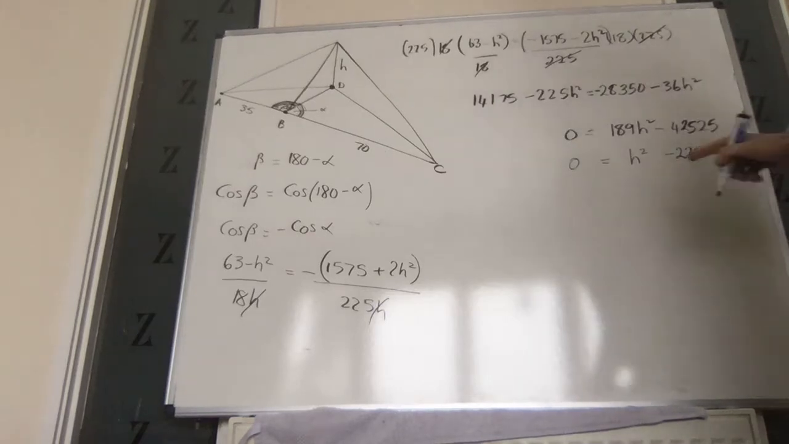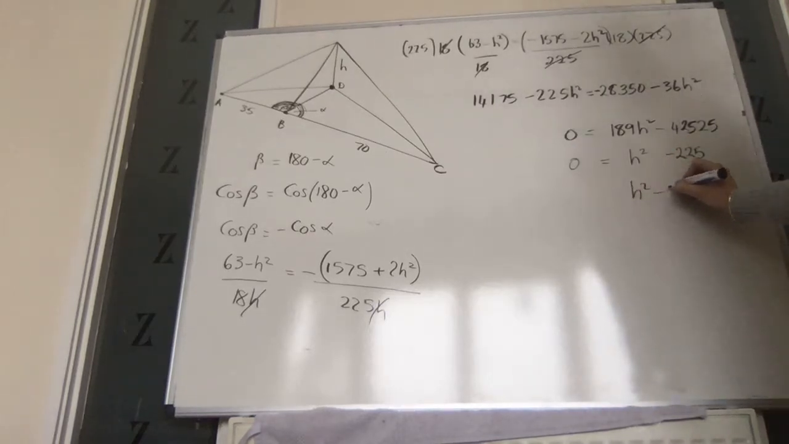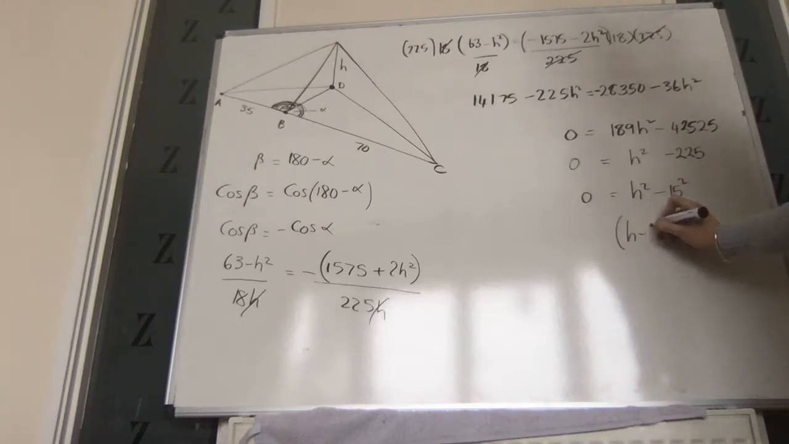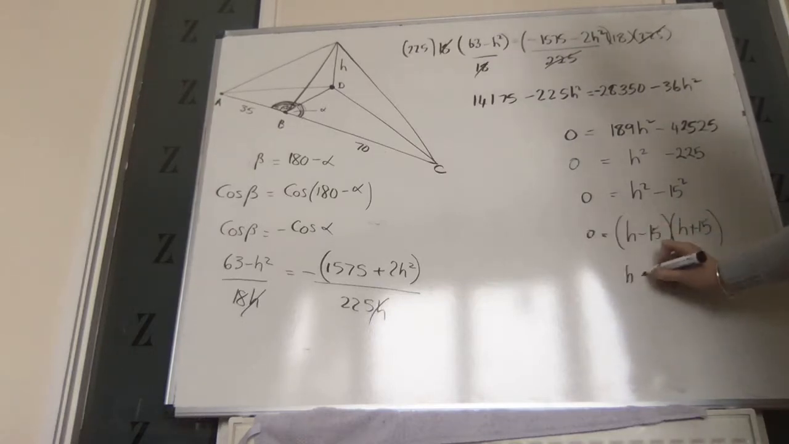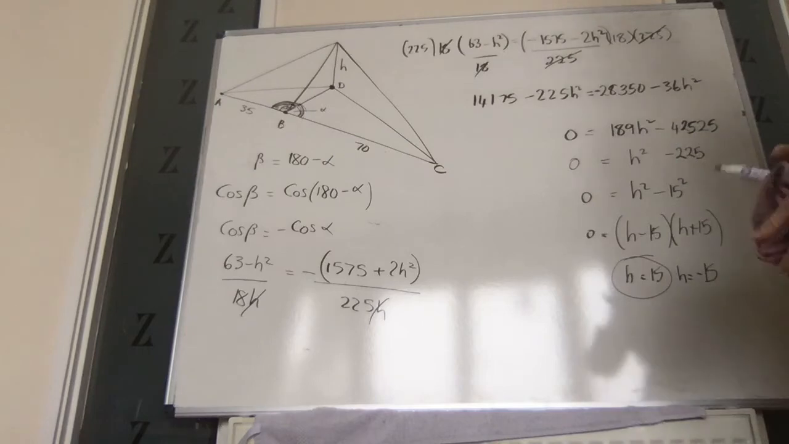Okay. So now we have h squared minus 15 squared is equal to 0. A difference between two squares, h minus 15, h plus 15. And two answers, h is equal to 15, h is equal to minus 15. Obviously, in the context of this question, h has to be plus 15. Okay?